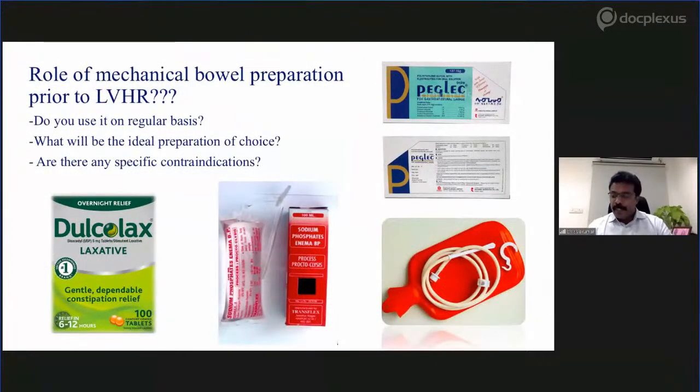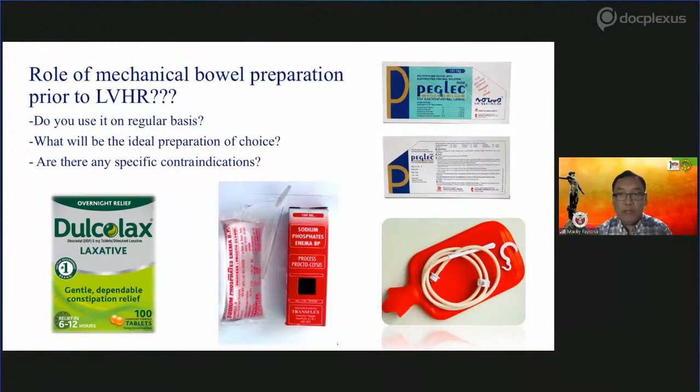Next question for Dr. Filona. Is there a role of mechanical bowel preparation prior to LBHR? Do you use it on a regular basis, do you have an ideal preparation of choice, or any specific contraindication for the preparation?